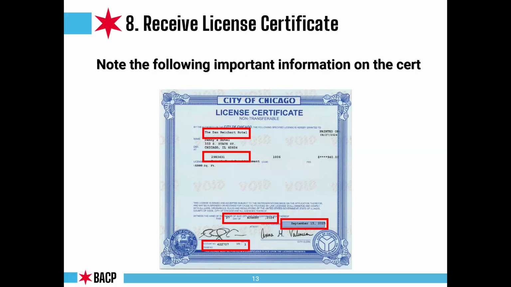The license will list your location of operation, which again, this license is specifically to be held at 333 South State Street. It's not transferable. If you're operating a hotel at 333 South State Street, but then tomorrow decide to move to 338 South State Street, you would have to reapply. That's a new application, a new license. Licenses are not transferable.